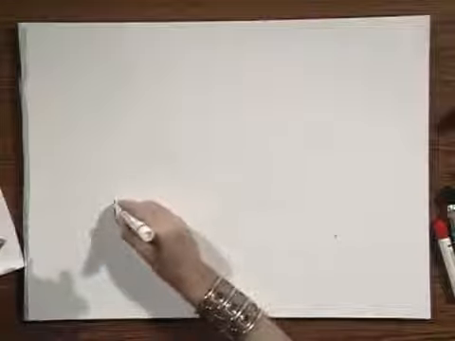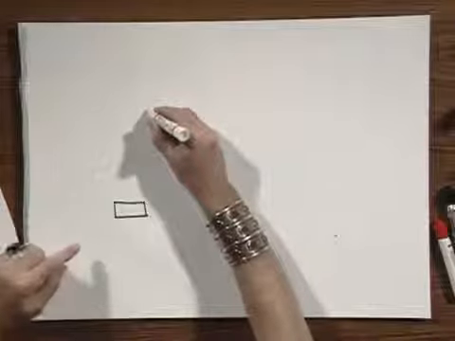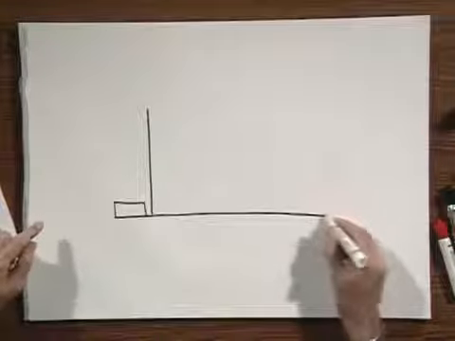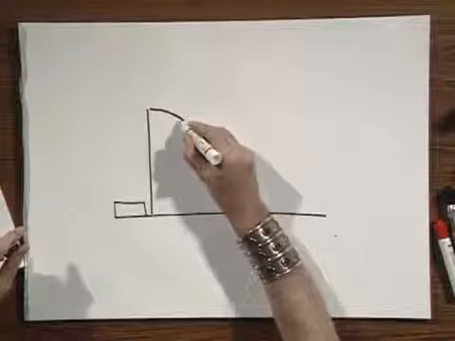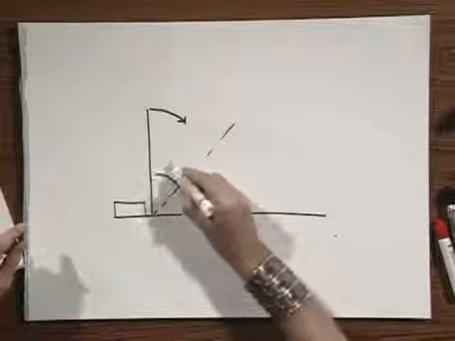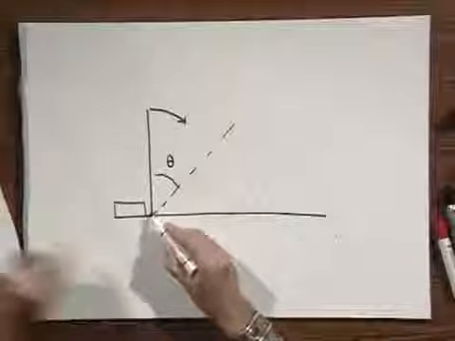If I have a ruler, and I support the ruler, let me make a drawing for you first. I support the ruler, piece of wood or whatever. Here's the ruler vertically up, and this is a frictionless floor. And I let the ruler fall, starting with 0 speed. There comes a certain angle theta when this ruler lets go.